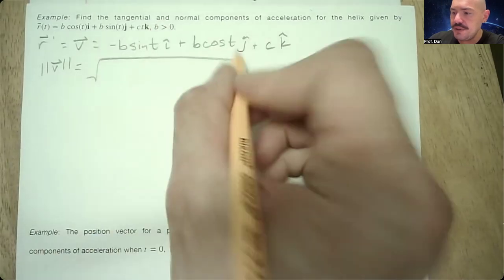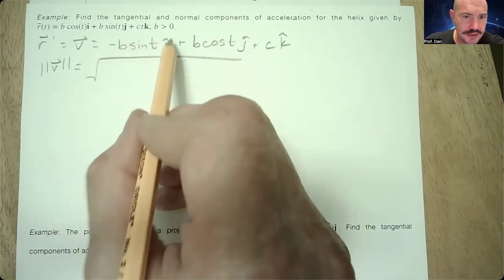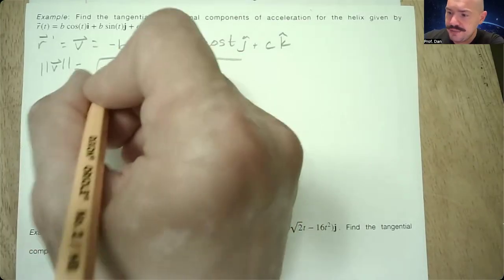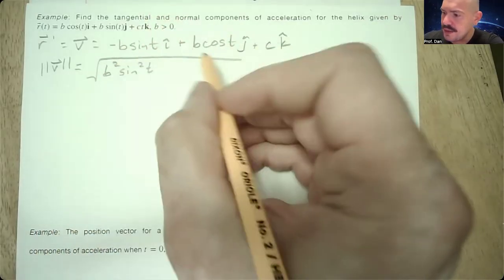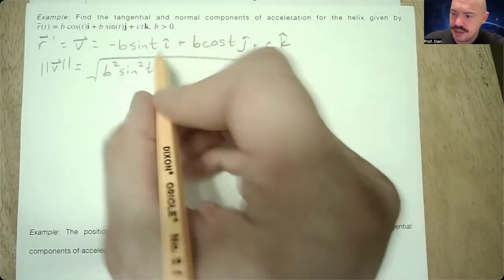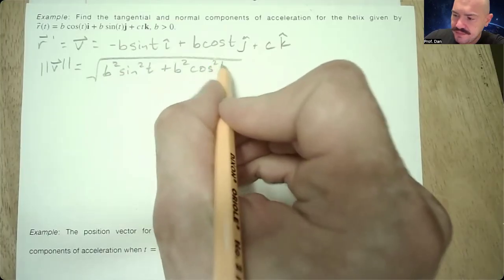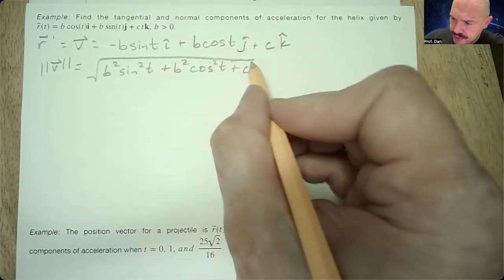So we have the square root of, now we're going to square each of our components. So if I square my I component, I get positive b squared sine squared t. If I square my j component, I get b squared cosine squared t. And then if I square my k component, I get c squared.